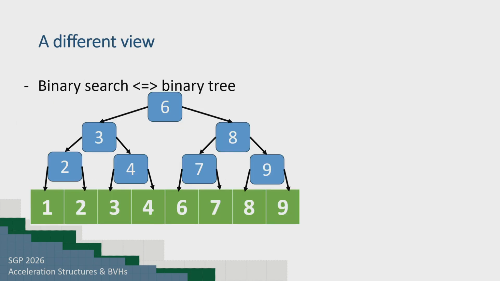I want to briefly also show this in a slightly different way. So I talked about binary search. This is kind of equivalent to a binary tree. In fact, it's kind of a nice balanced tree. I'll get back to this in a bit. This is one nice way of storing data structures, like BVHs.